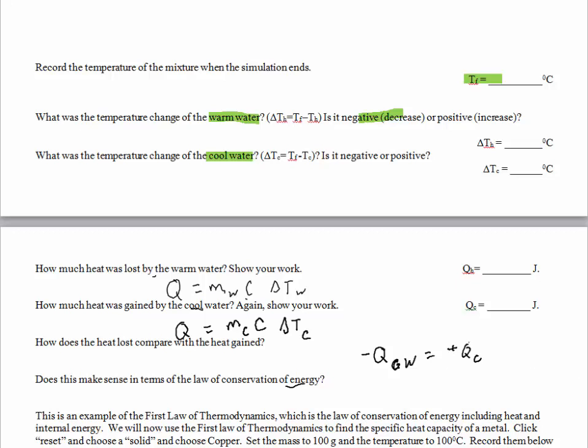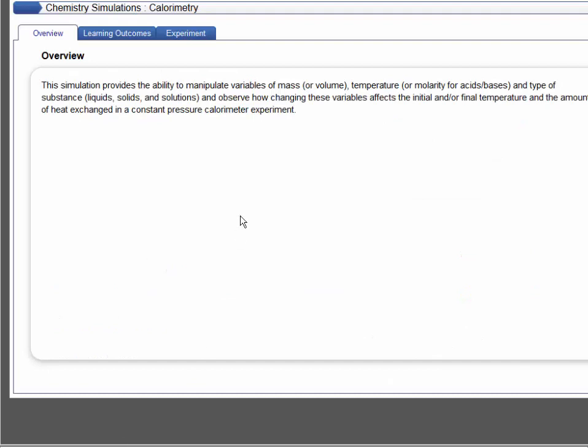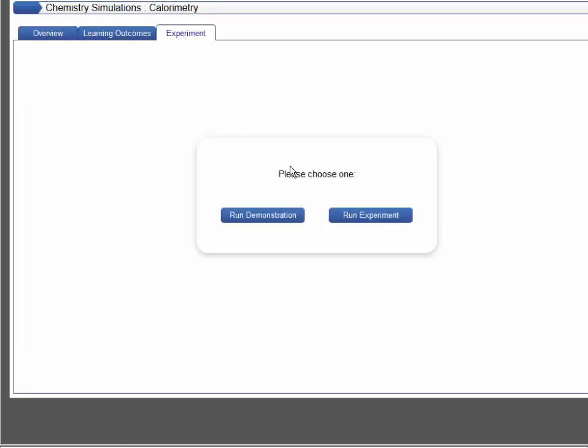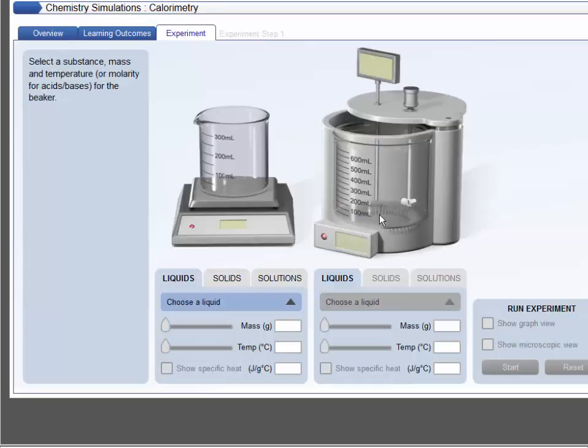So let's pop over to the simulation really quick and take a look at it. You're going to click on experiment and run experiment. First you're going to choose a liquid, and I'm going to choose water. You're going to choose some mass and some temperature, and you're going to show the specific heat right over there.